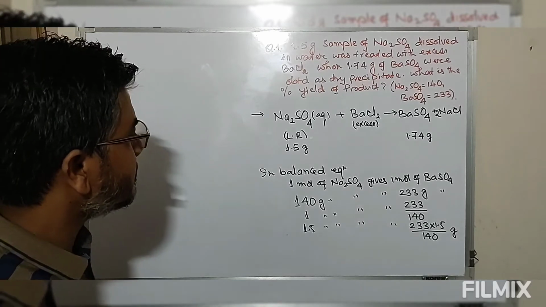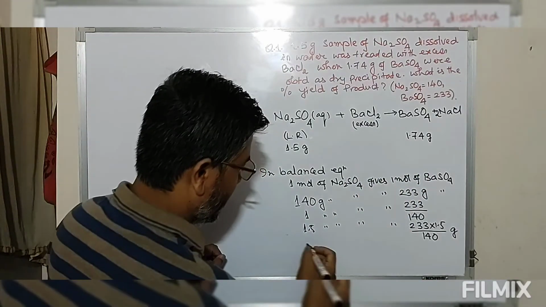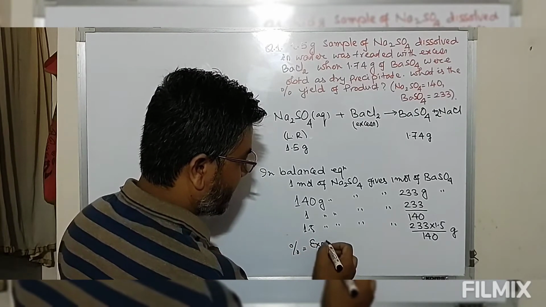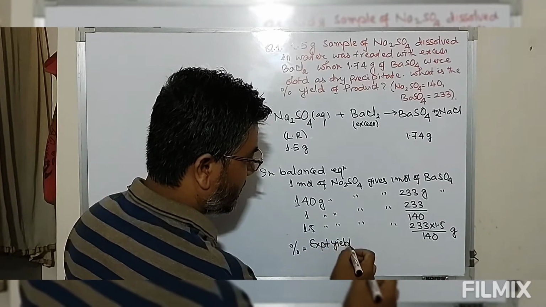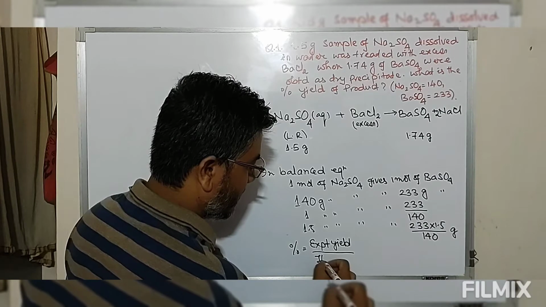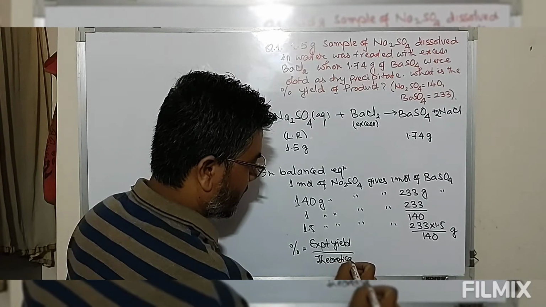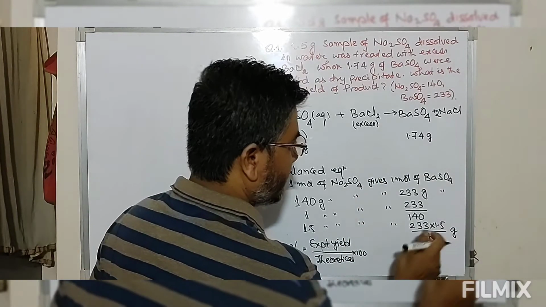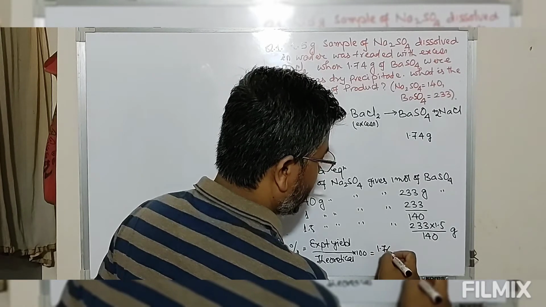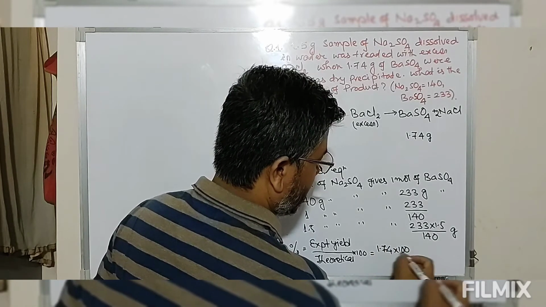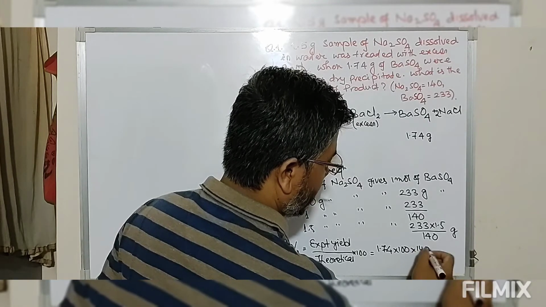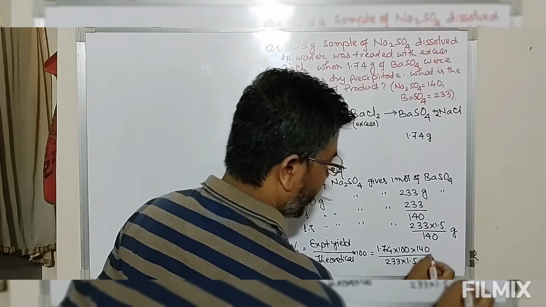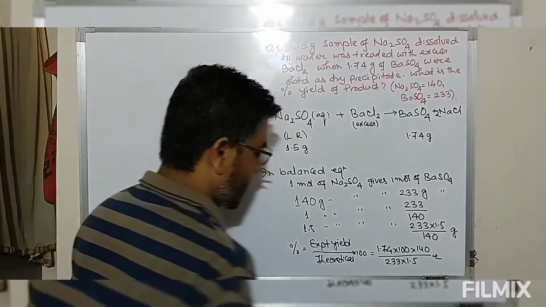Therefore, percentage yield is equal to experimental or actual yield divided by theoretical yield multiplied by 100. So this is the experimental value, this is the theoretical value. So we have 1.74 into 100 into 140 divided by 233 into 1.5. So this is the percentage yield.